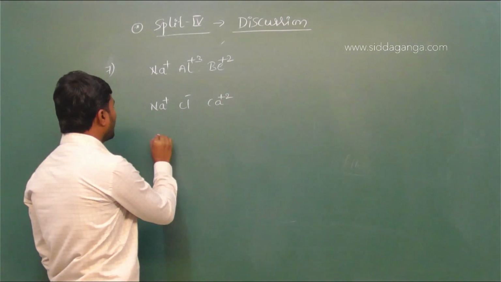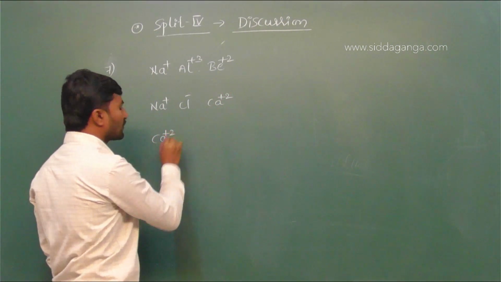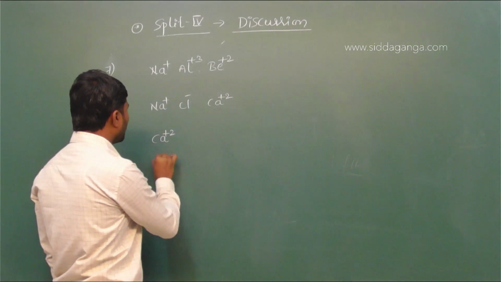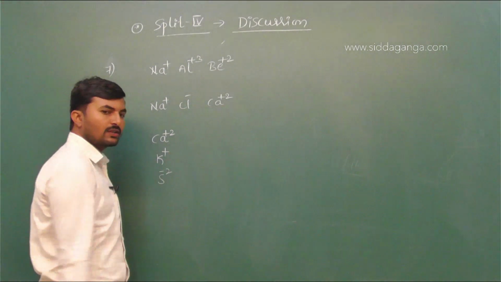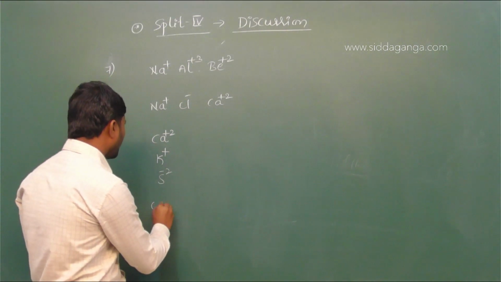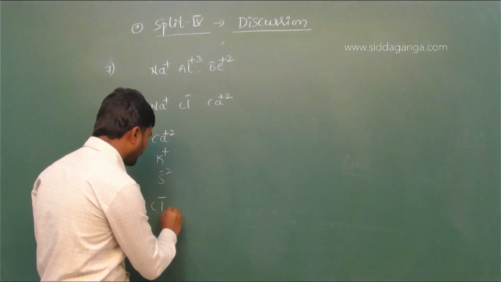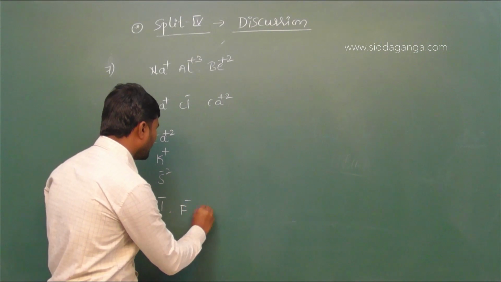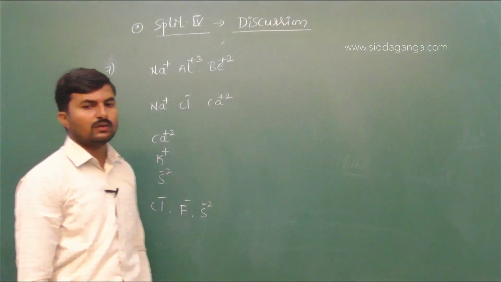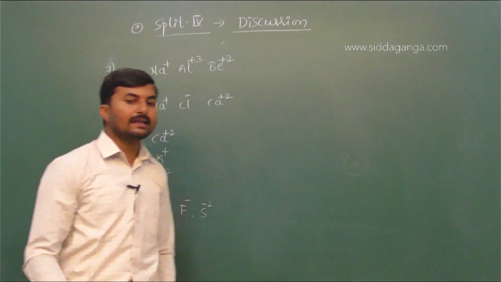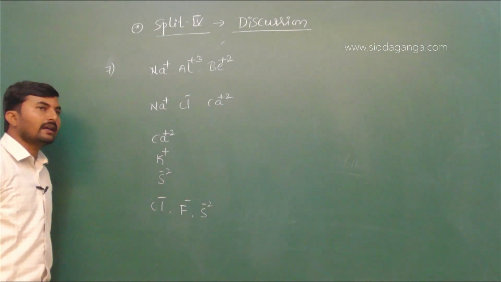Followed by Ca plus 2, K plus followed by S minus 2, and the last one is Cl minus followed by F minus and S minus 2. So what is the correct arrangement for the ions in the increasing order of their radii?